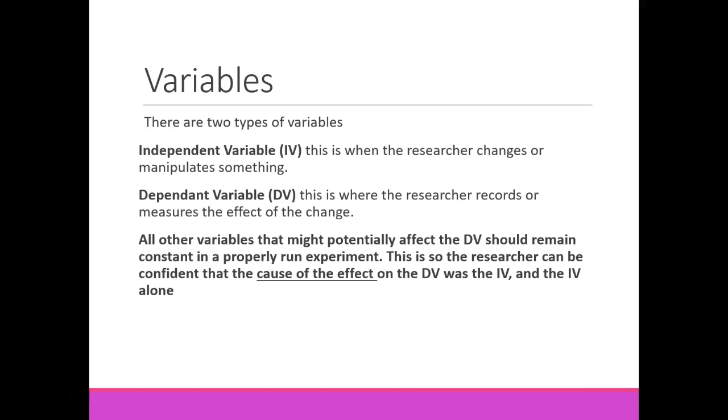Next, we're going to move on to variables. There are two types of variables. They're your IV and your DV. Now, hopefully you'll have heard of these before when you did science. Your IV is the thing that you are changing. Okay? It's the thing that you manipulate. The DV is what you're going to measure. Okay? There are other variables that might affect your DV, and we have to try and keep them as constant as possible so we can be sure that it's the change in our IV that has caused the change in our DV.